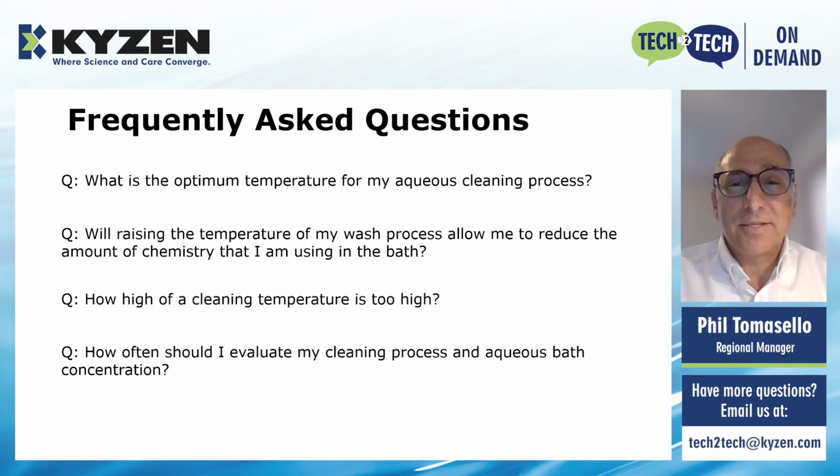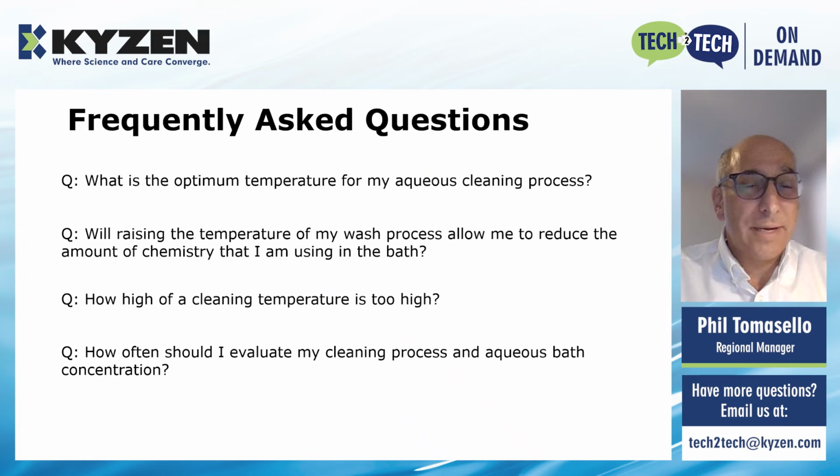Of the many frequently asked questions we get, here are four of them. What is the optimum temperature of my aqueous cleaning process? The answer is that really is based upon every individual process or project you have, the different soils, substrates involved. But the most common range is between 130 Fahrenheit and 150 degrees Fahrenheit.